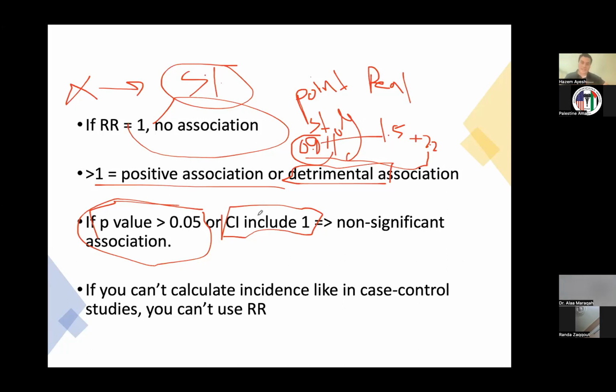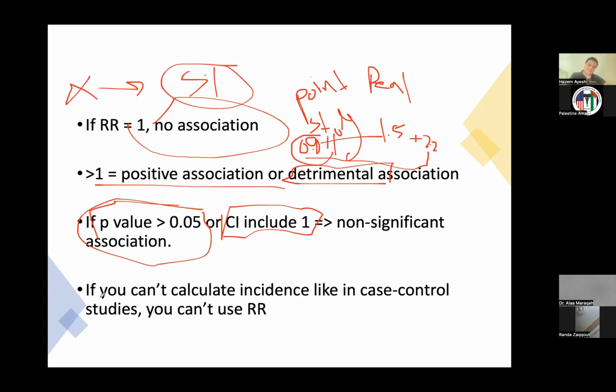If the confidence interval is crossing 1, like 0.5 to 1.5, that tells you that you cannot make a conclusion. You cannot say there's a statistically significant association, because the confidence interval crosses 1. So the real value can be 1, and if it's 1, there's no association. So 0.5 to 1.5, no association. 1.1 to 2.2 is a significant association, because it does not cross 1. So always read the confidence interval and see if it crosses 1 or does not cross 1.